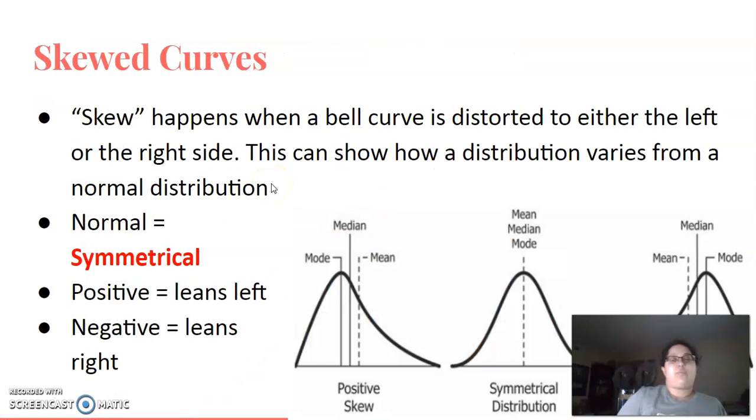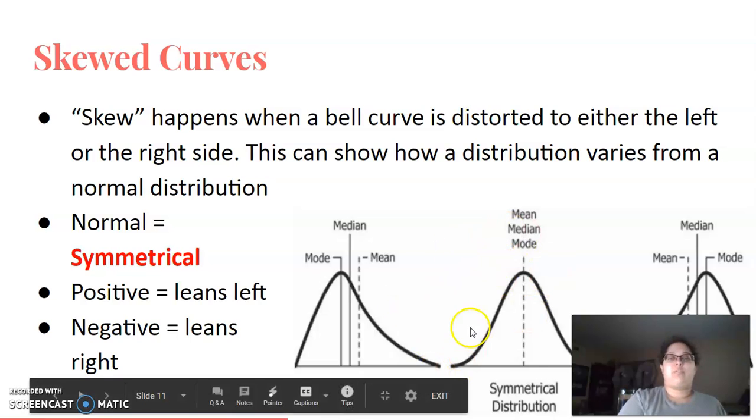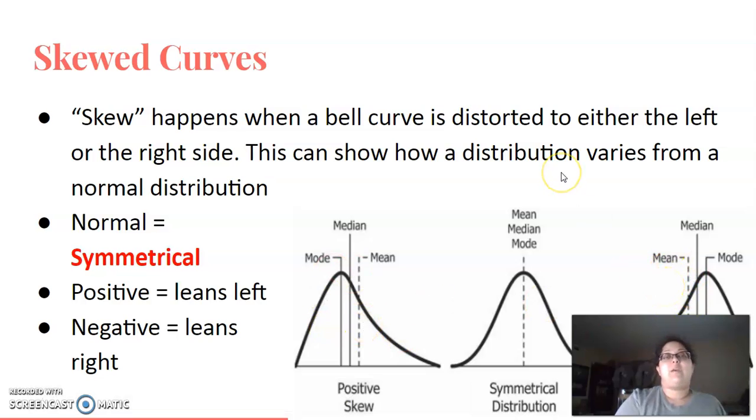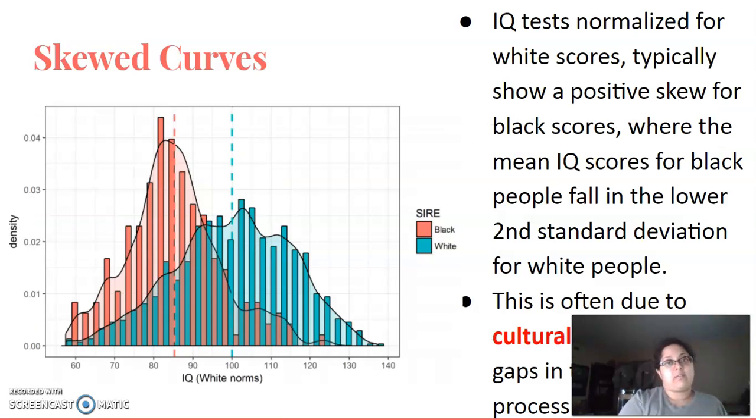So let's talk about a skew. In the center is our normal distribution curve with symmetrical distribution, which is where the left side looks exactly like the right. Now, positive skew means it's leaning towards the left, okay? Notice how in a symmetrical distribution, the mean, median, and mode are right on top of each other, whereas the mean is slightly to the right on a positive skew and slightly to the left on a negative skew, okay? The mean, median, and mode don't fall perfectly in line on a skewed curve. This mainly is just showing how distribution varies from a normal curve. That's really all it is.